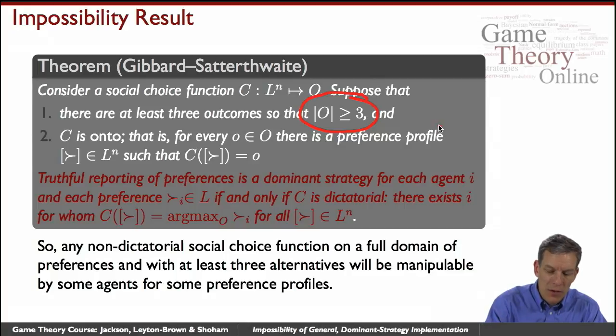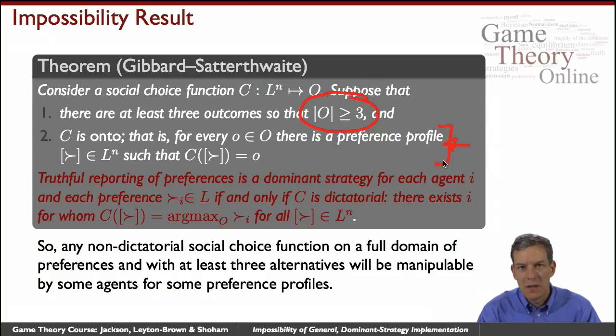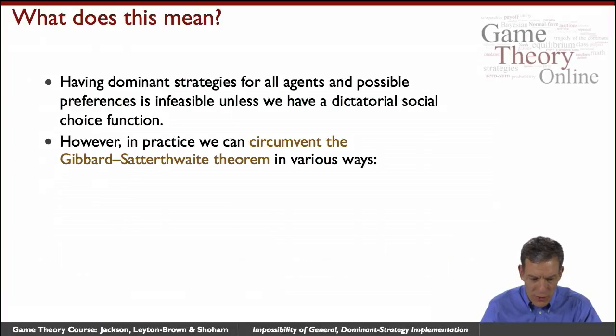If C is not onto, then we are ignoring certain outcomes. Then you're going to have some more limited conclusions here, that things are going to be dictatorial, but only on the range of the outcome function, if it still has at least three alternatives in it. So there's some limitations on this, but in terms of really getting around this kind of negative result, there's various ways we can think of doing this.